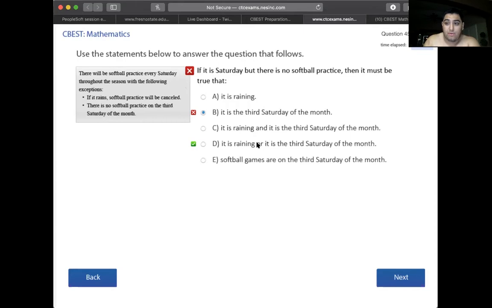So you have to go with or, because we don't know right here. We don't know if it's the third Saturday of the month because it doesn't say, obviously. But it says there's no softball practice, which is a key phrase, no softball practice. So it could be either raining or the third Saturday of the month is the right answer.